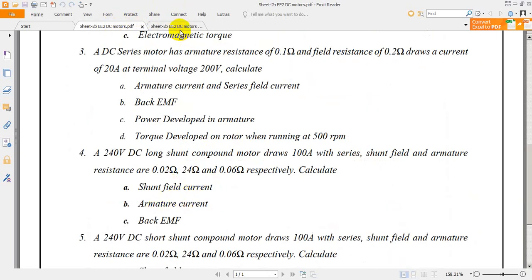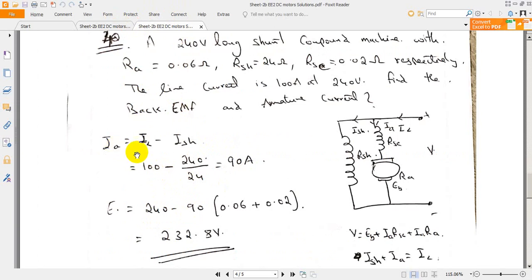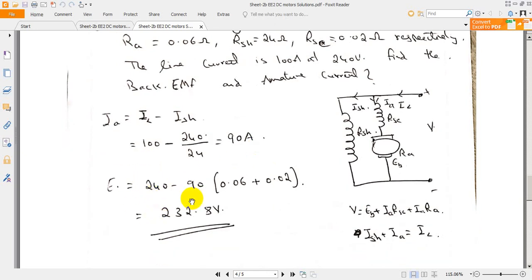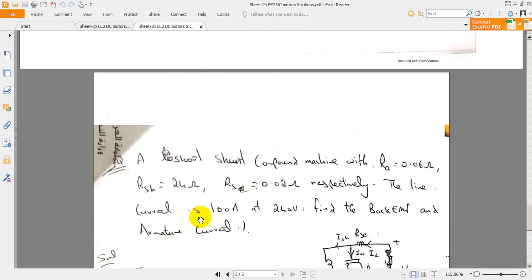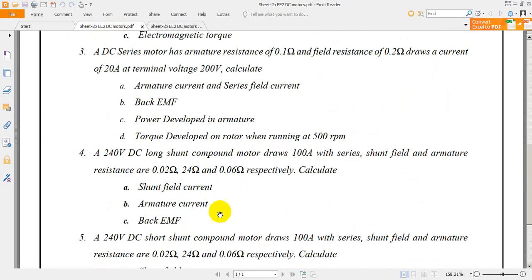What about armature current? IA is equal to IL minus ISH. IL is 100 and ISH is 10, so 100 minus 10 is 90 amperes. What about the back EMF? EB is equal to 240 minus IA into RA plus RSC. RA is 0.06, RSC is 0.02. You will get 232.8. With this we have completed the fourth problem.